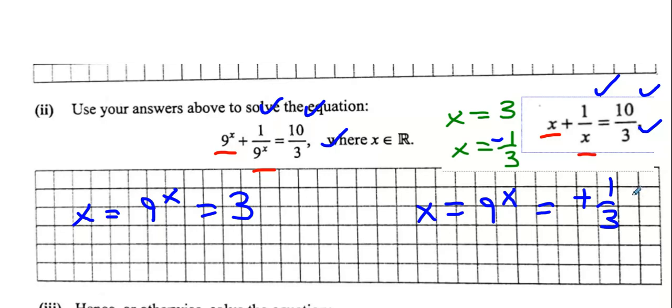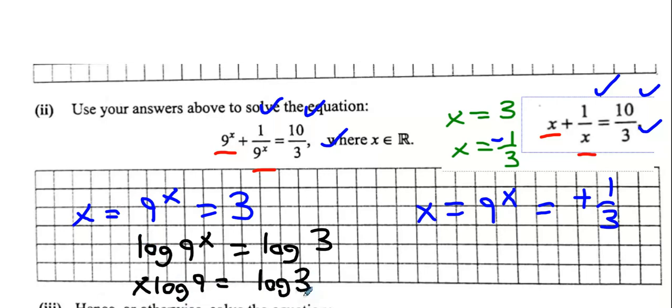You could log both sides, couldn't you? That's one way of doing it. You could do any log if you're choosing. You could do log 9 to the power of x equals log 3, couldn't you? Bring the x to the front. What you get, x log 9 equals log 3. And then you can just do x equals log 3 divided by log 9. And what is log 3 divided by log 9? Is that half? You can do it that way.